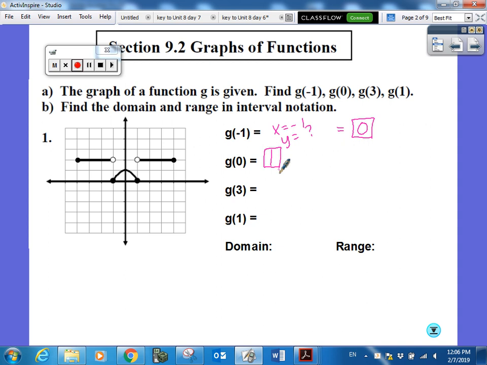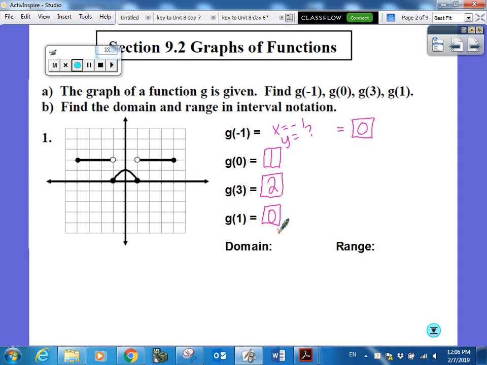G of 3. We go over to 3. 1, 2, 3. We look at what does the graph equal. It equals 2. G of 1. So we go over to 1. Here's x equals 1. What does y equal when x equals 1? 0. So you're just pulling it off the graph.